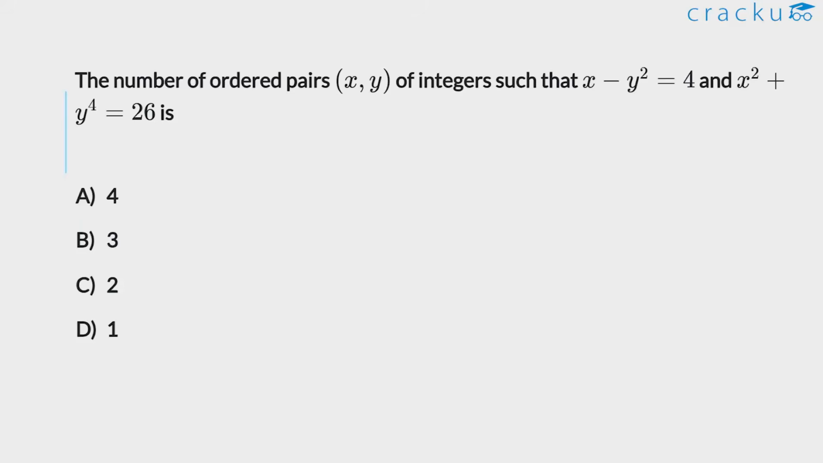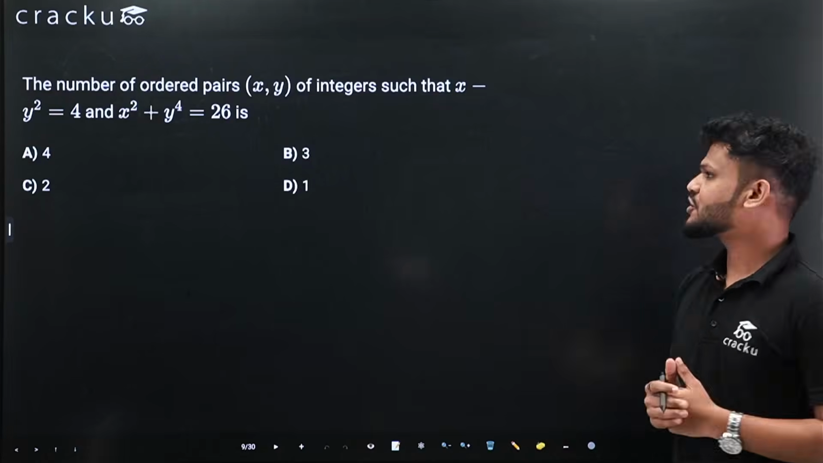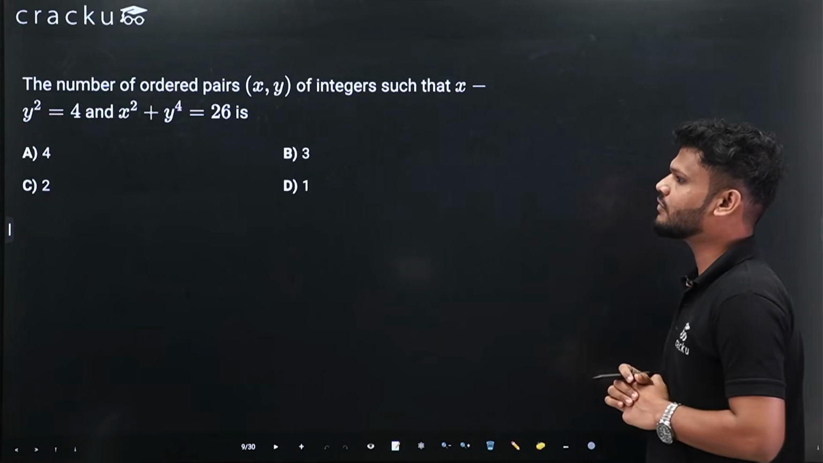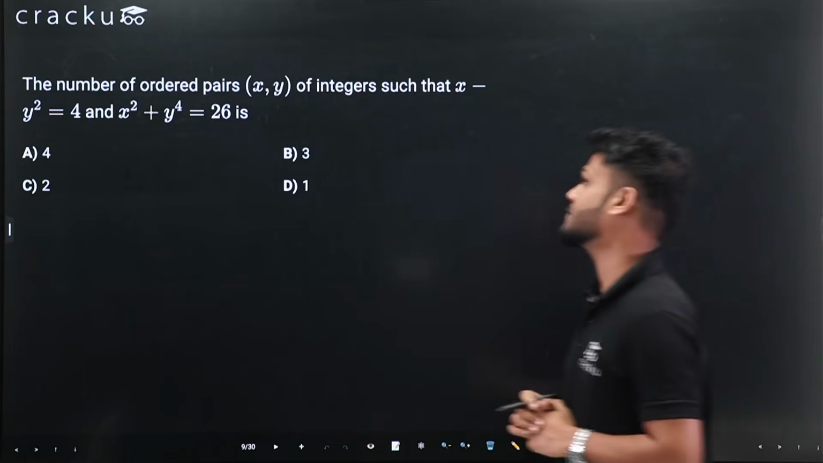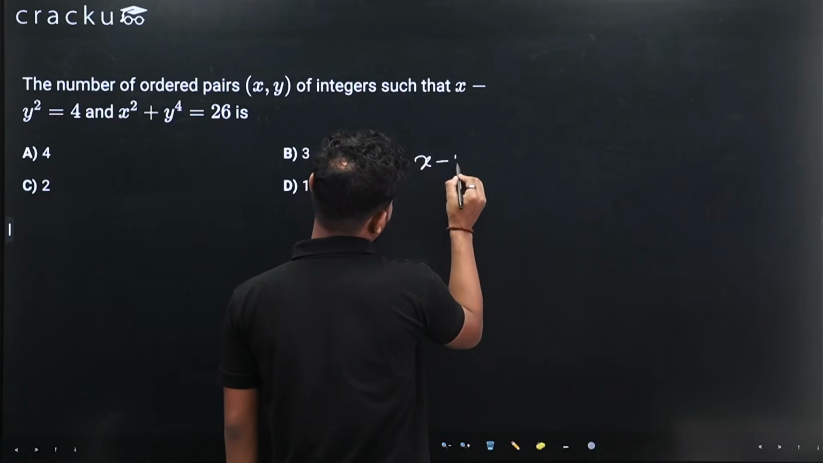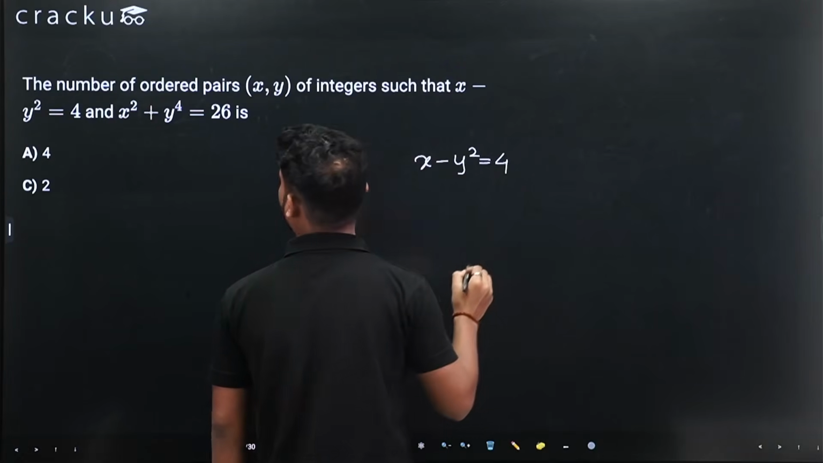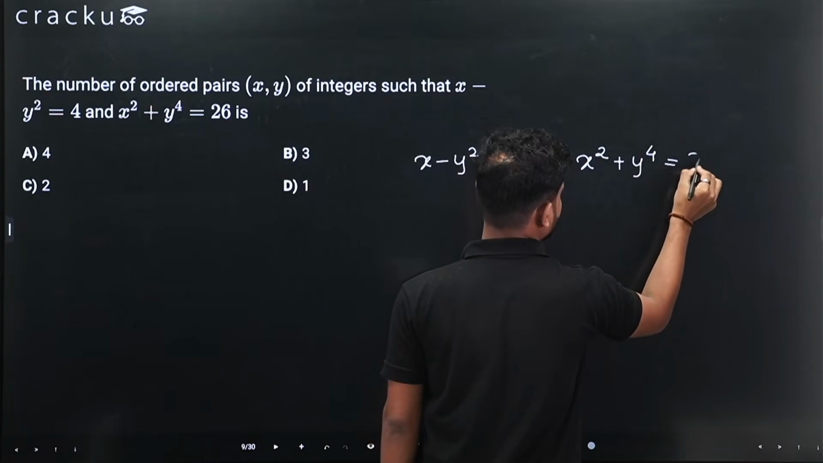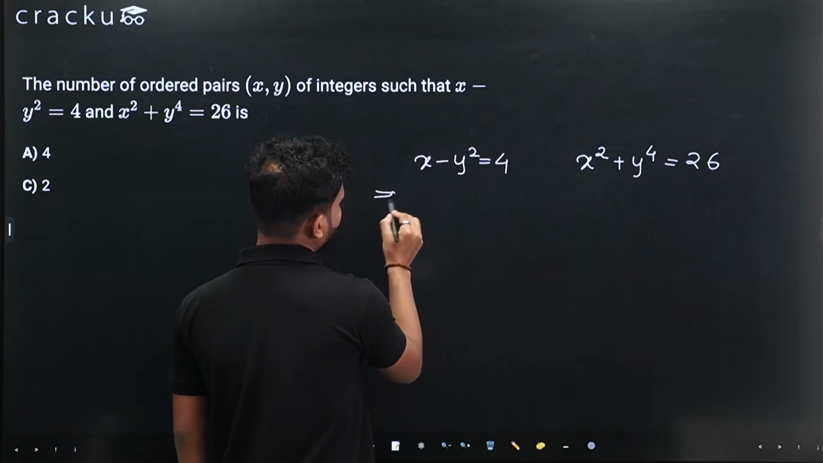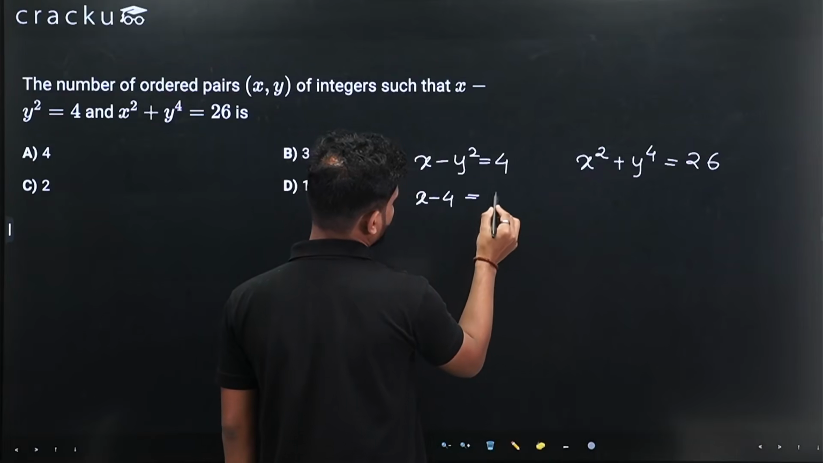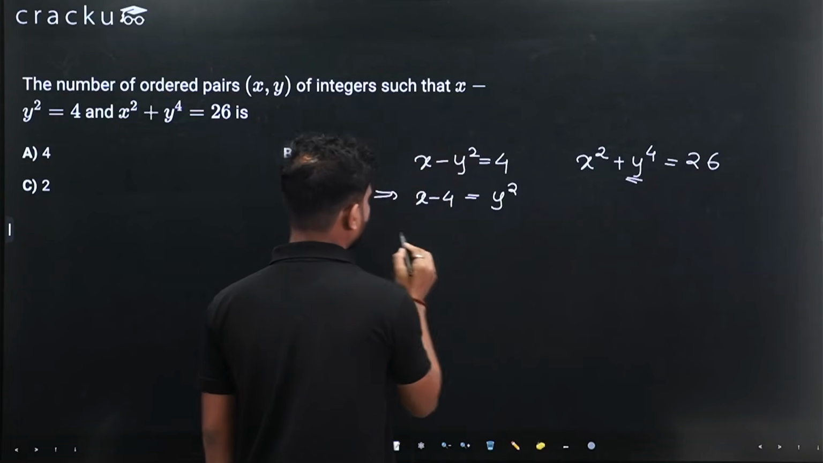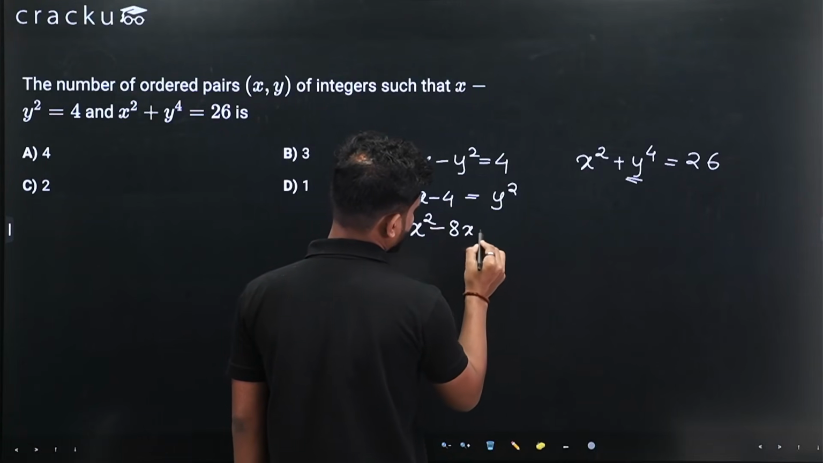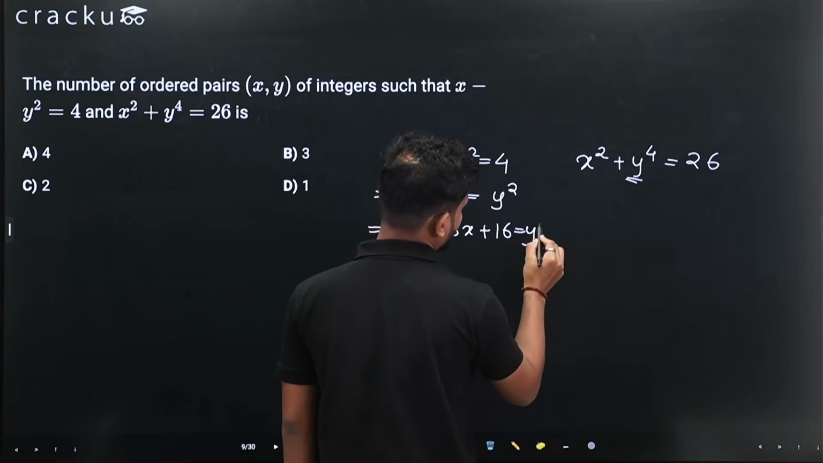In this question we are asked the number of ordered pairs x comma y of integers such that x minus y square equal to 4 and x square plus y raised to 4 equal to 26. So we have x minus y square equal to 4 and x square plus y raised to 4 given as 26. Now what can you say? You can say x minus 4 is equal to y square. I want y raised to 4. So what is y raised to 4? It is nothing but x square minus 8x plus 16.